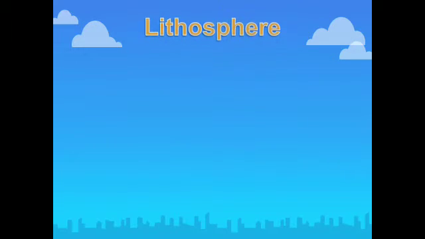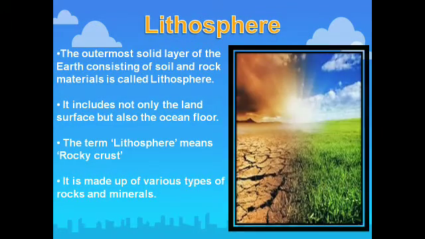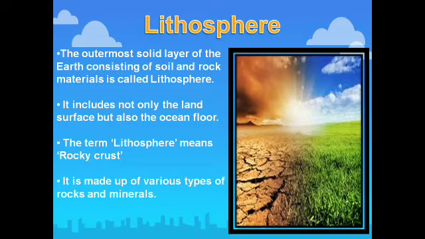Now let's come to the first part, that is lithosphere. Okay, what does mean by lithos? So first of all, lithos means the land area, the crust area. Let's see what they have told. The outermost layer, solid layer of the earth consisting of soil and rock materials is called lithosphere. You can see in the picture also. It includes not only the land surface but also the ocean floor.